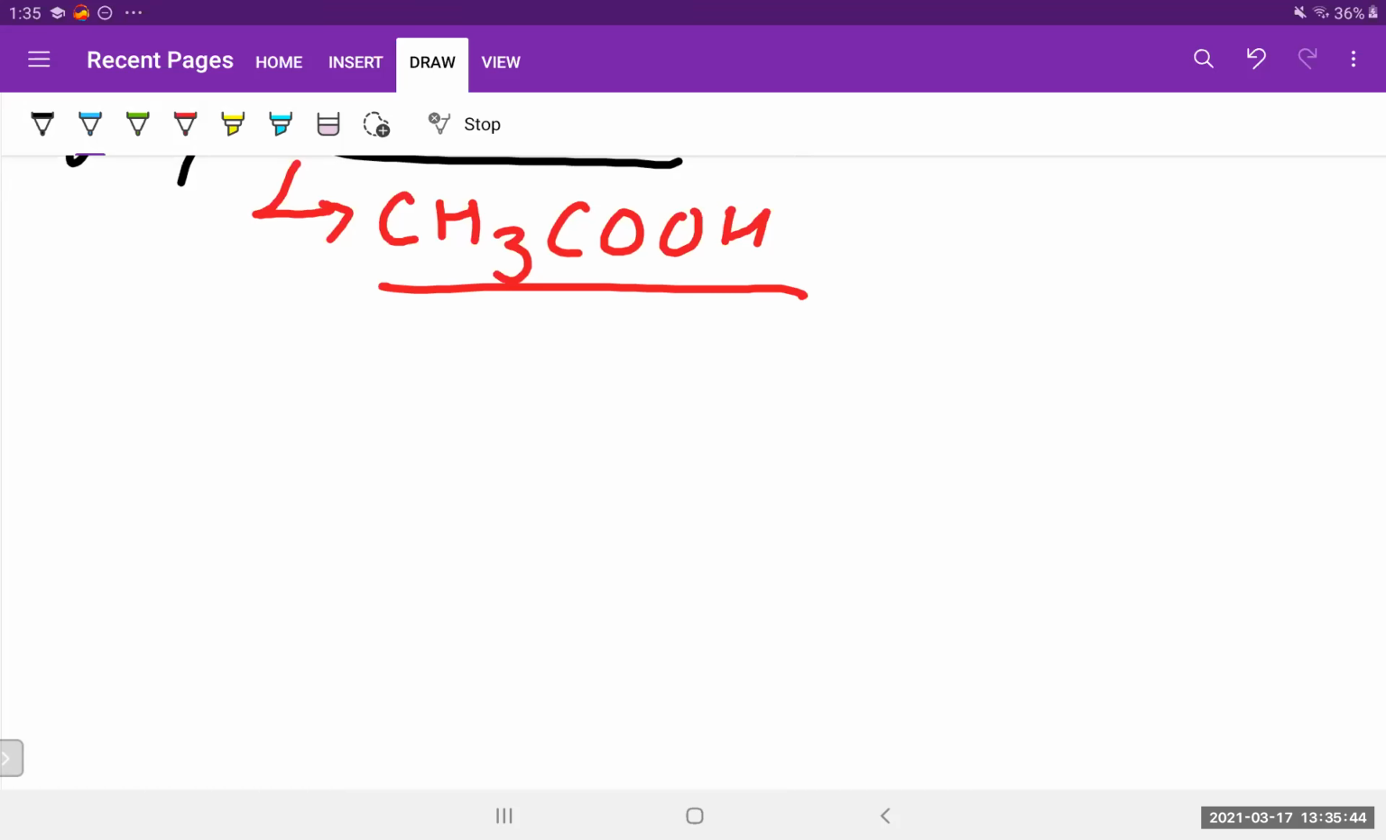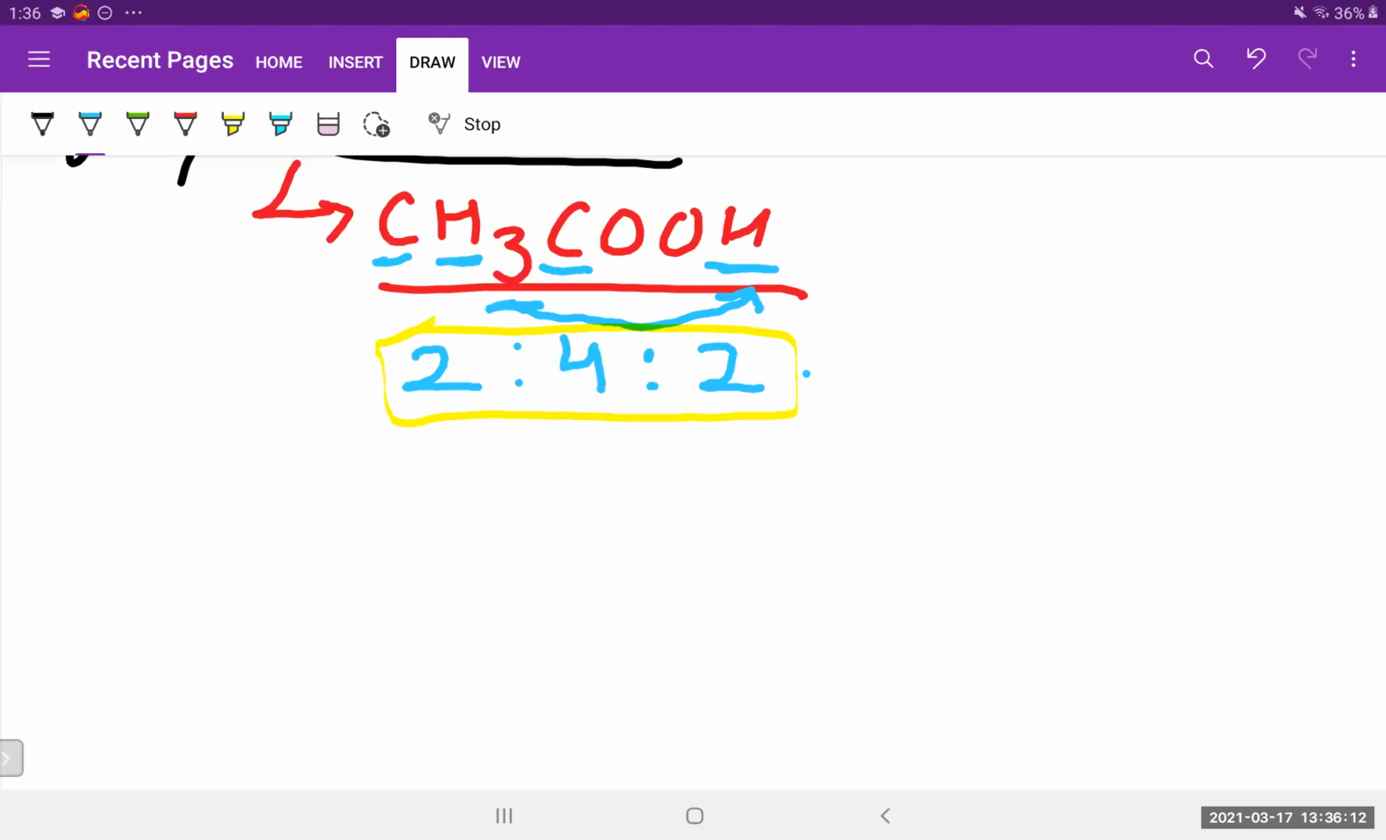Let's now see the ratio. How many carbon is present? Let's write them first. 2 carbon is there, so 2. How many hydrogen is present? Here are actually 3 hydrogen, here is 1, so 3 plus 1, 4. And how many oxygen is present? 2 oxygens are present, so 2. So this is the first ratio which we have got.